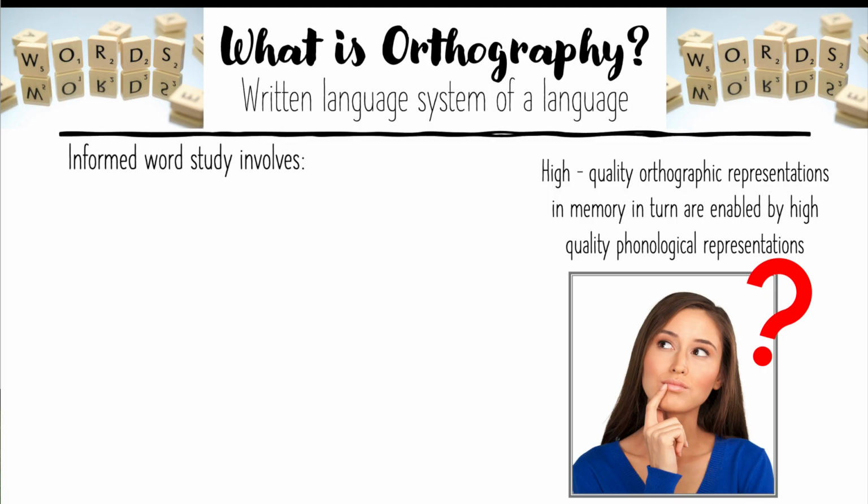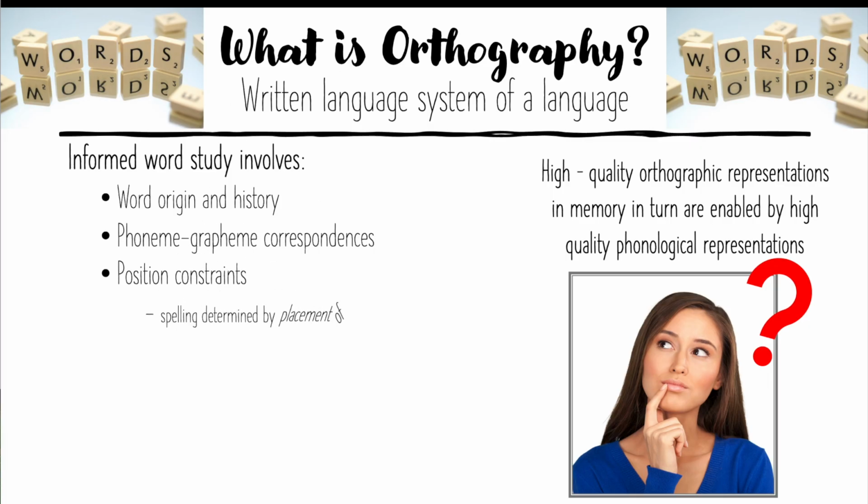So in a word study program, then, we would need to make sure that we involve things such as the word origin and history of that word, because that will play a factor in what spelling combinations have been used and what the word means. We also need to know those basic phoneme to grapheme correspondences, so the one-to-one correspondence of what sound goes to what letter, the rules and constraints that come with what position that sound is in, because that might determine the letter combination we're going to use for that particular representation, so that placement of the sound in a word.